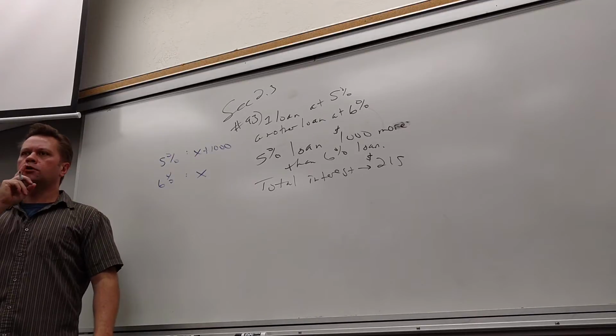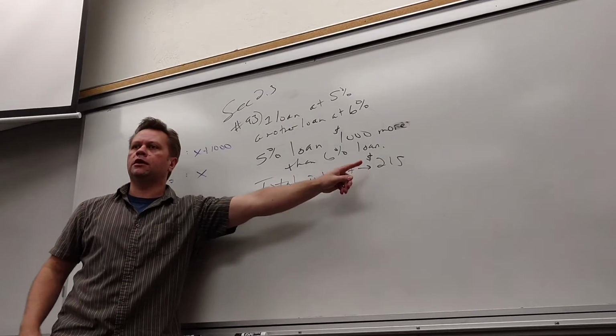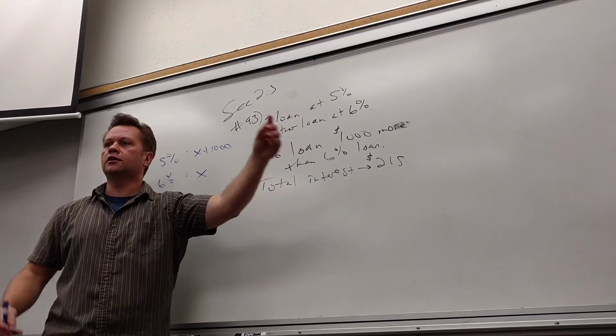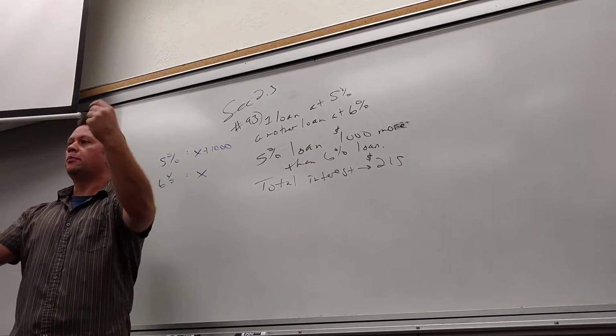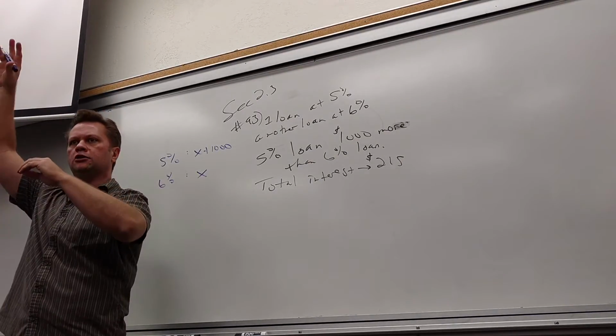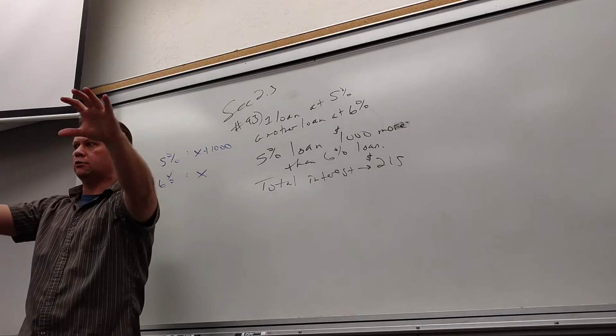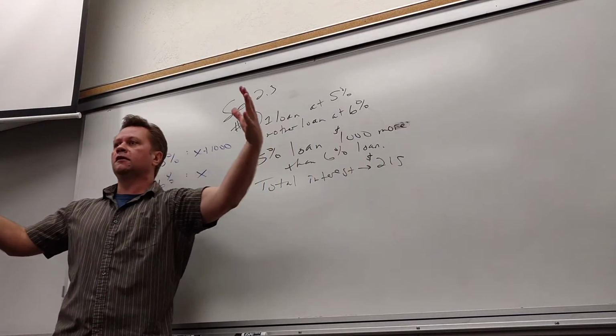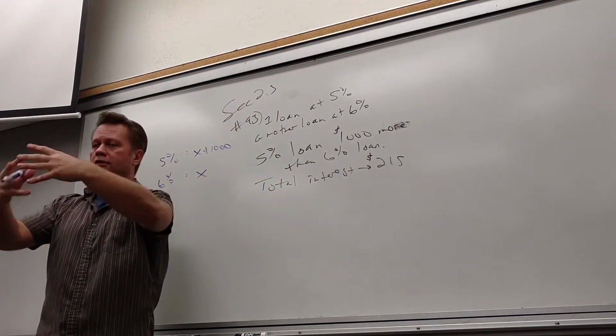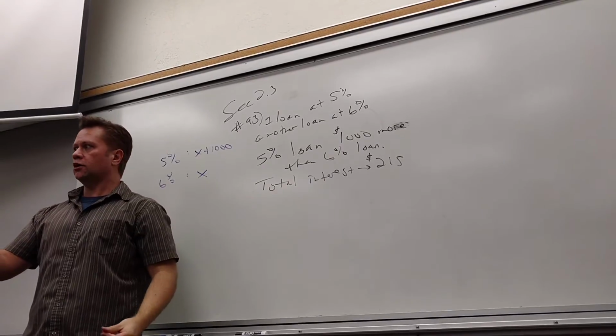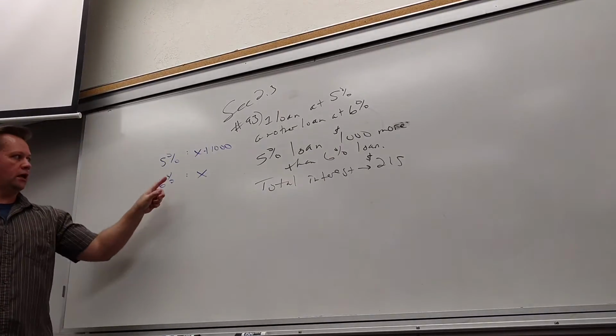No, 215 is the total interest. What does that mean? Why is it called the total interest? Because that's the interest he paid on both accounts. So if I knew the interest on one and I knew the interest on the other one, what would I do to get 215? Add them together, right?